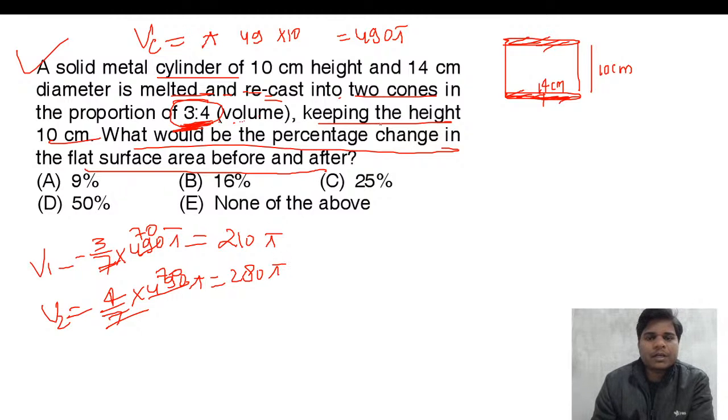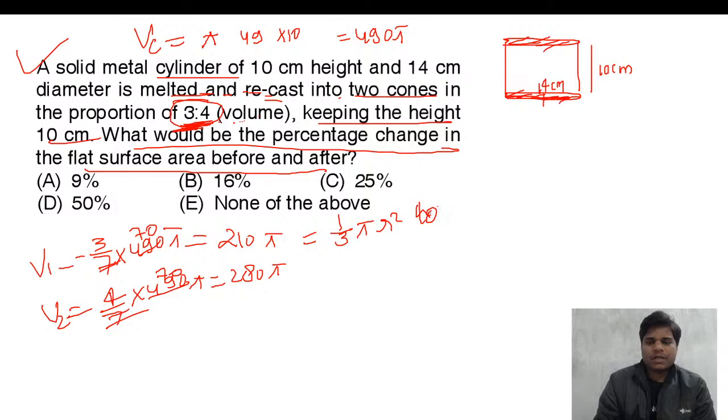Now keeping the height, we have height. So we need, so these are cones. For the cone, the volume will be 1/3 pi r square h. I hope I am right. 1/3 pi r square h.